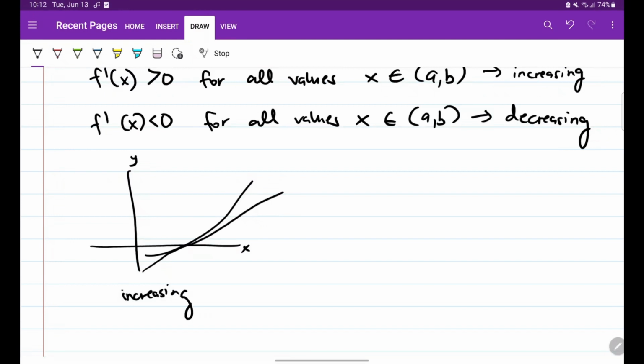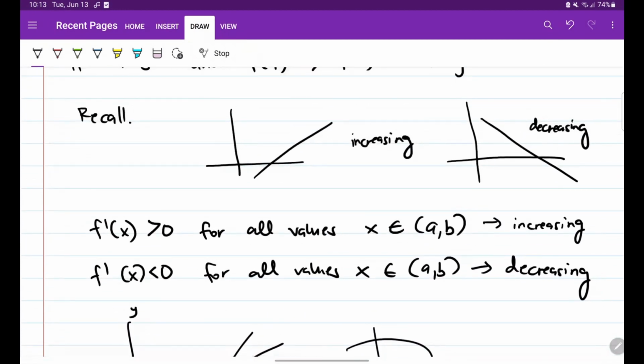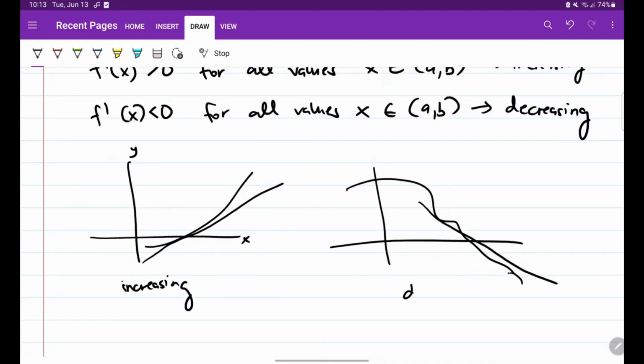Hindi na natin kailangan imagine. So, paano naman kung decreasing? So, let's say random curve, 'di ba? And we take a derivative at some point. So, kunyari, dito, hindi naman kailangan na nasa relative extreme. So, let's say we take the derivative at this point. So, ayan yung derivative, 'di ba? So, again, from our recall here, this is a decreasing graph, no? So, this is decreasing.